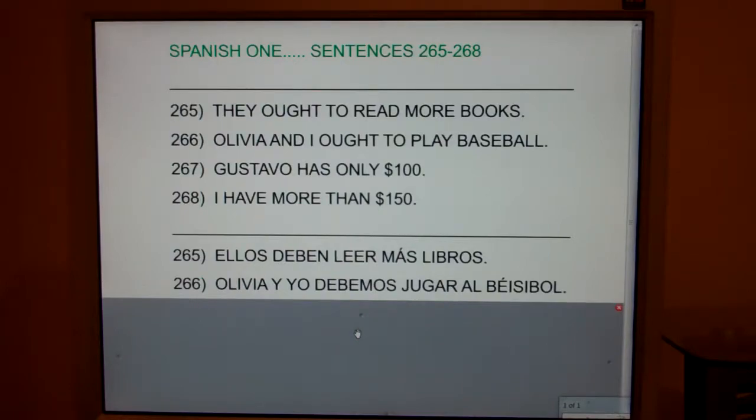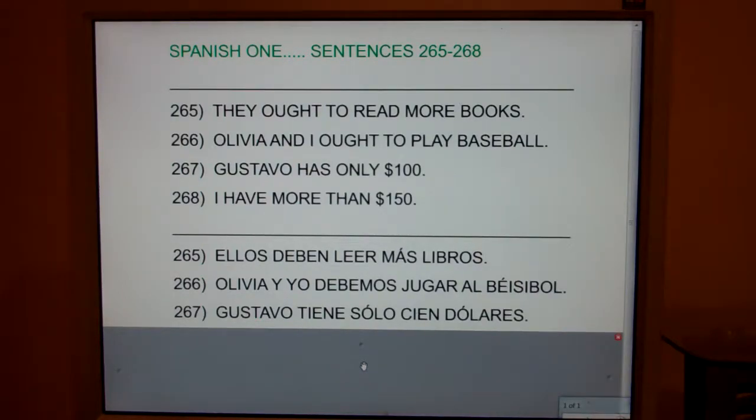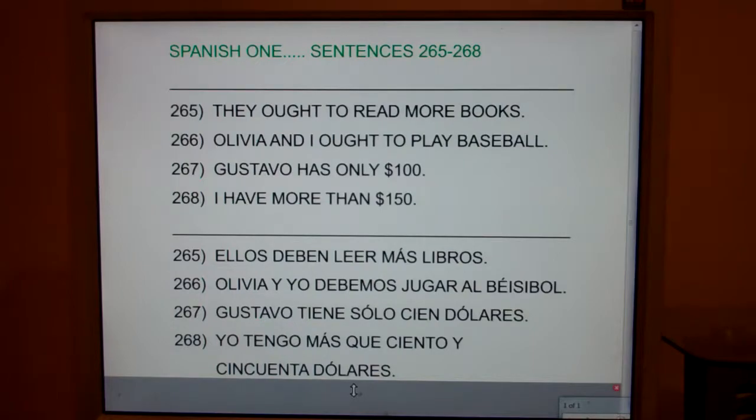267. Gustavo has only $100. Gustavo tiene solo $100. I have more than $150. Yo tengo más que $150.